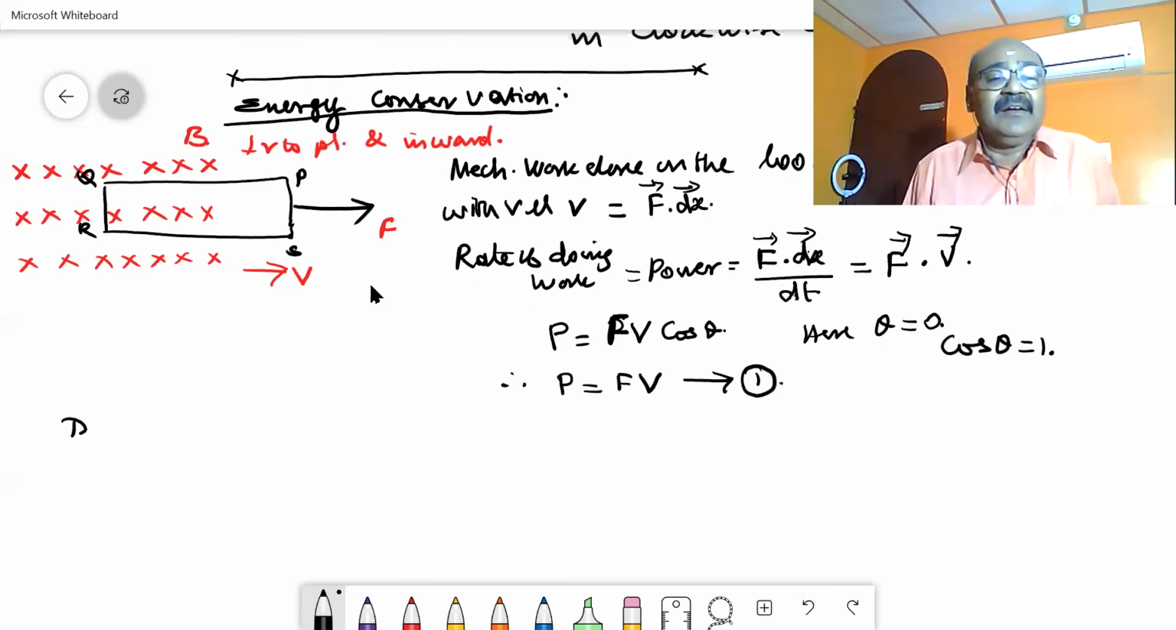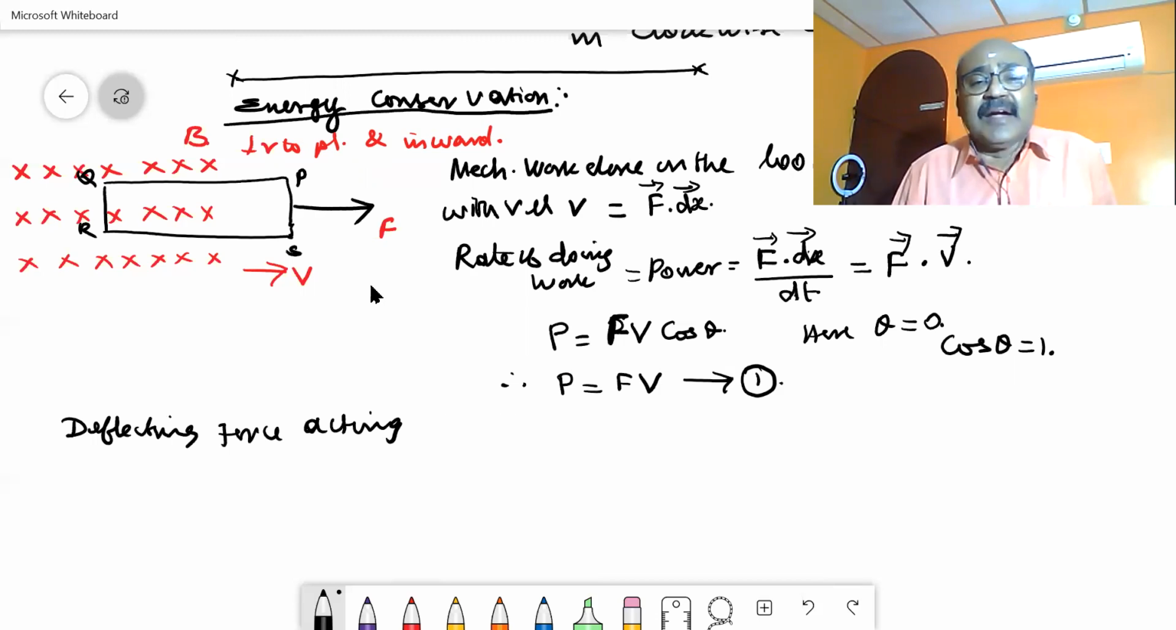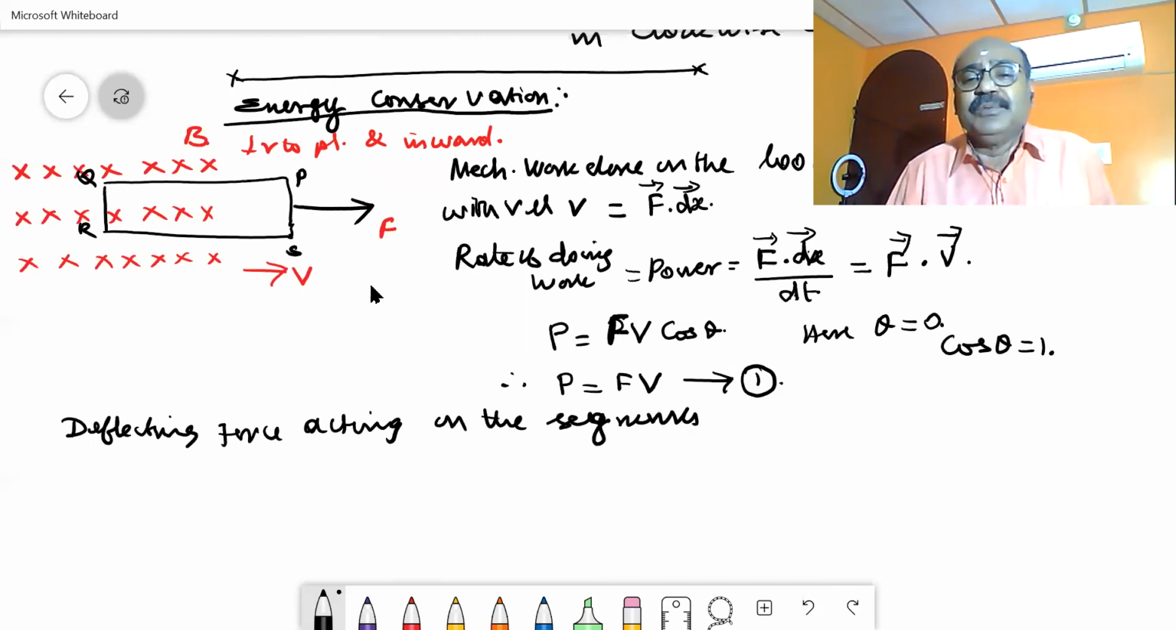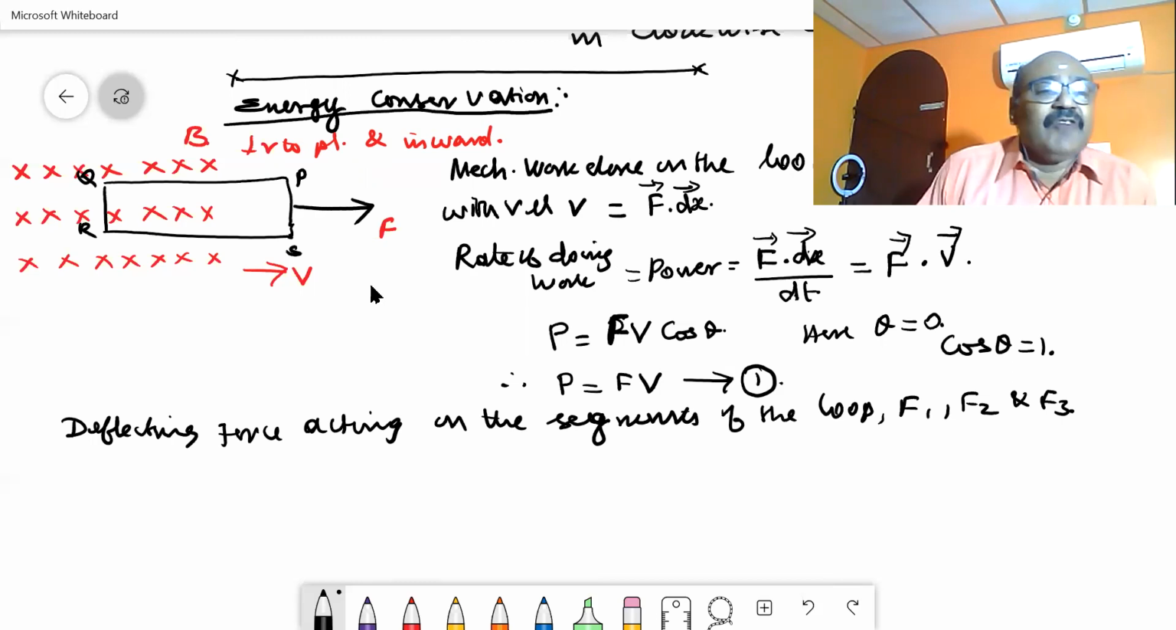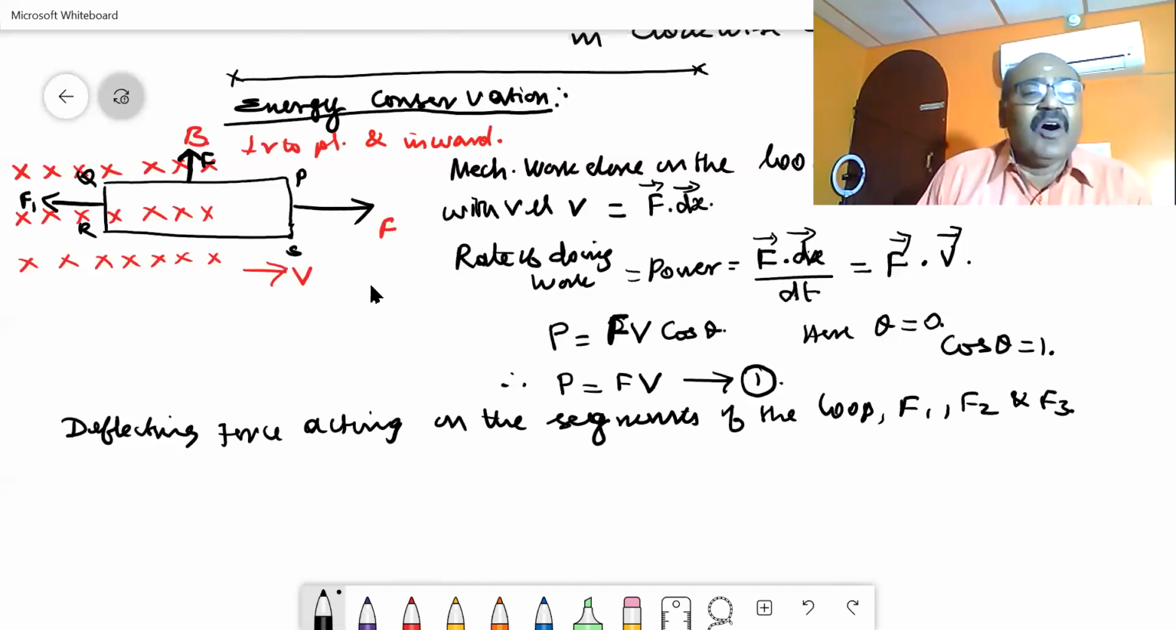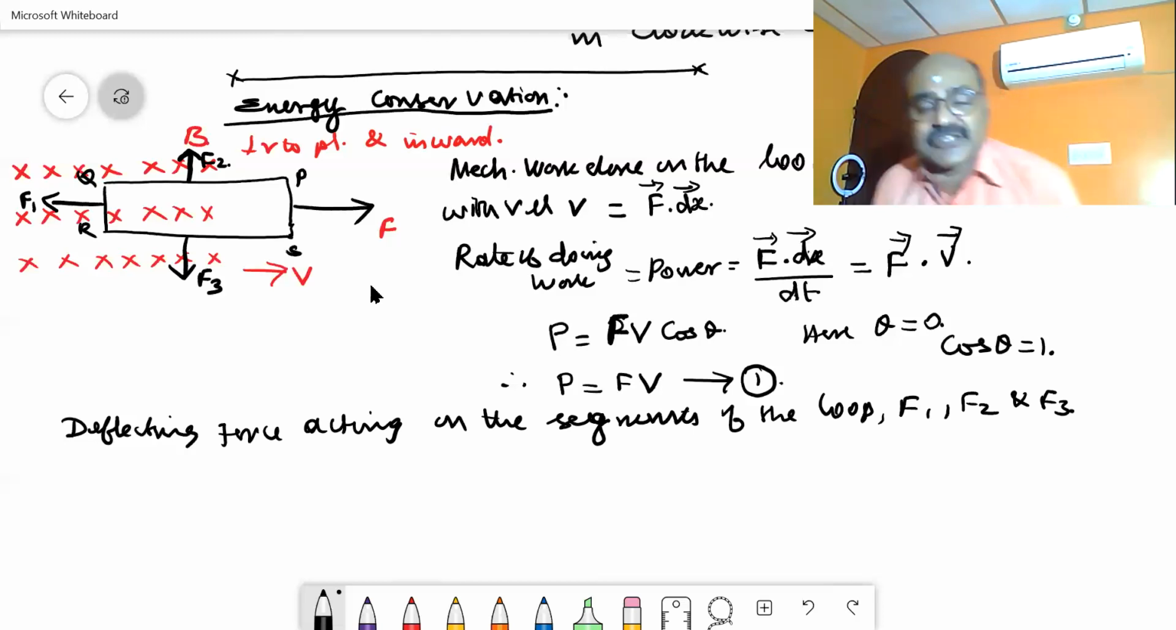So we are saying the deflecting force is acting on the segments of the loop. Let us consider them to be F1, F2 and F3. F1 is acting in this segment in this direction. On this segment PQ, F2 is acting perpendicularly. And on this segment RS, F3 is acting perpendicular but in the downward direction.